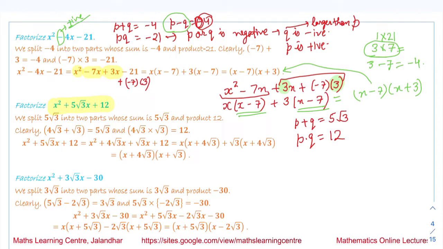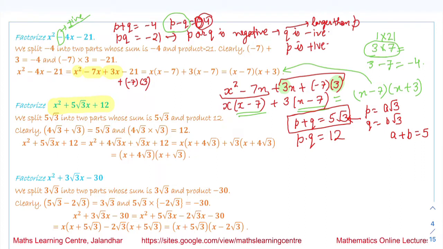Now if p plus q is 5 root 3, it means p is of the form a root 3 and q is of the form some b root 3. We are saying p and q should be of the form a root 3 and b root 3. Only then their sum can be 5 root 3. So what we are saying is that a plus b will be equal to 5. Why are we saying so?